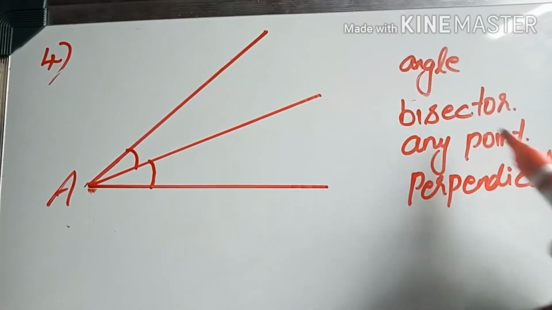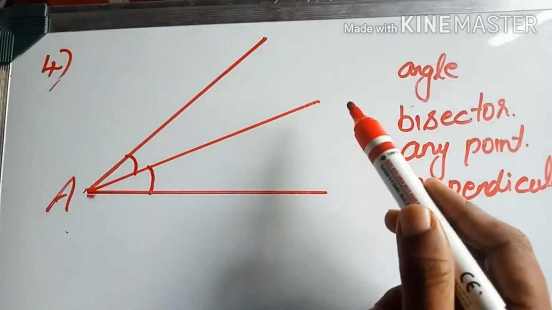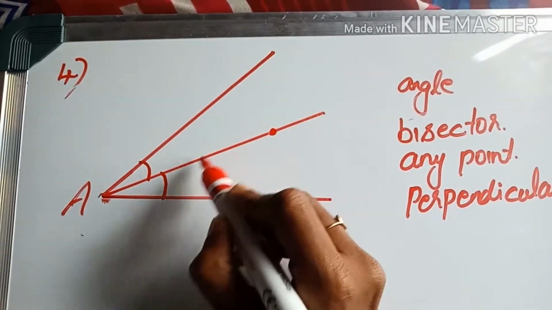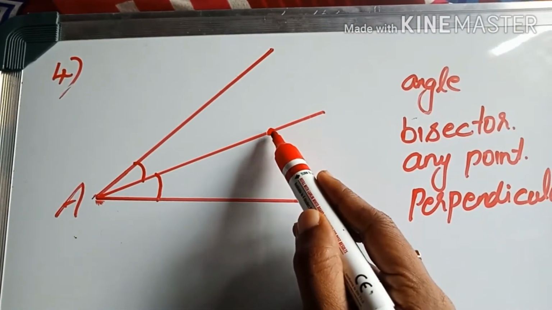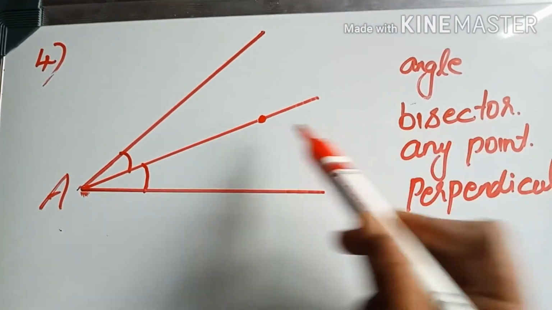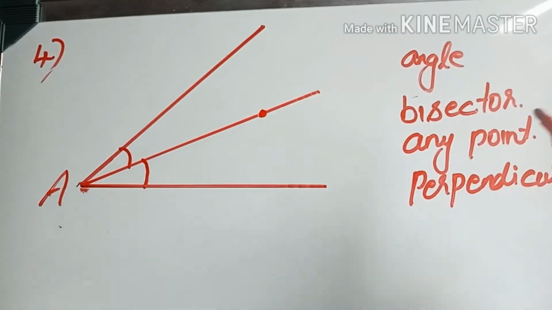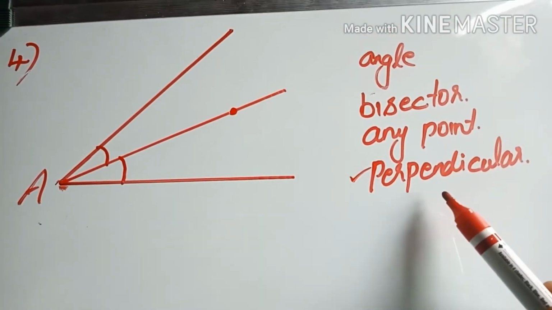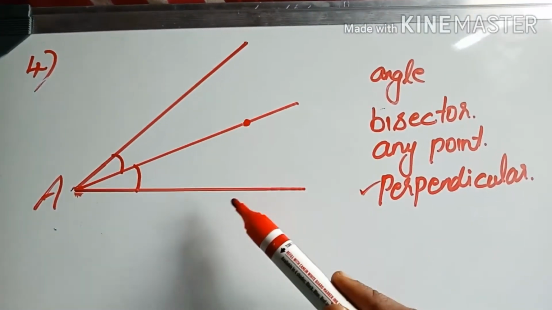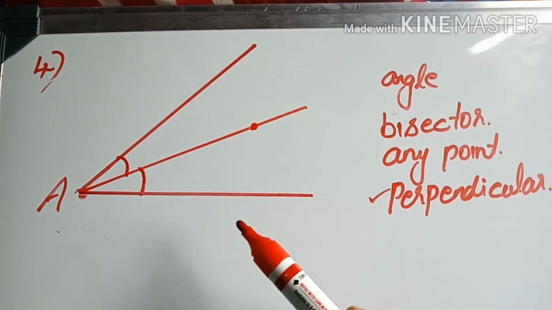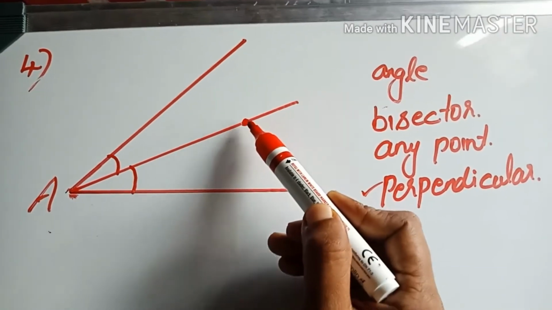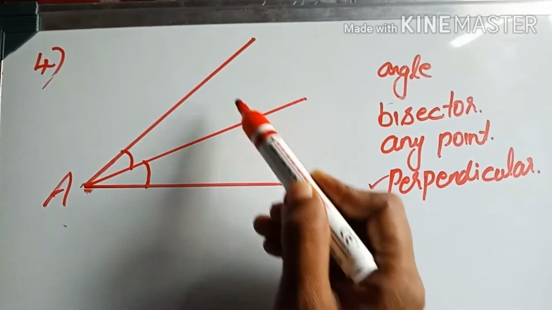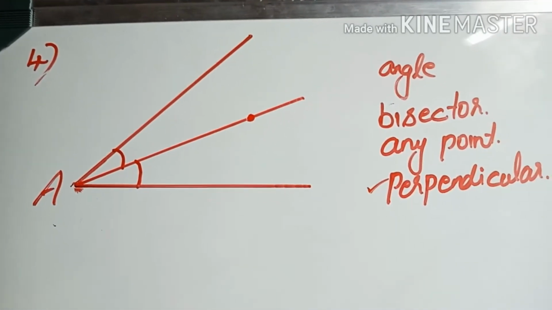Now next, what we need is any point on this bisector. We can choose any point like this. Wherever, I choose this point. This is any point on the bisector. Now we draw a perpendicular line to each side. Perpendicular means a 90 degree line. From this point, if we draw perpendicular lines to this side and to this side, those two will be equal. That is what we need to prove.